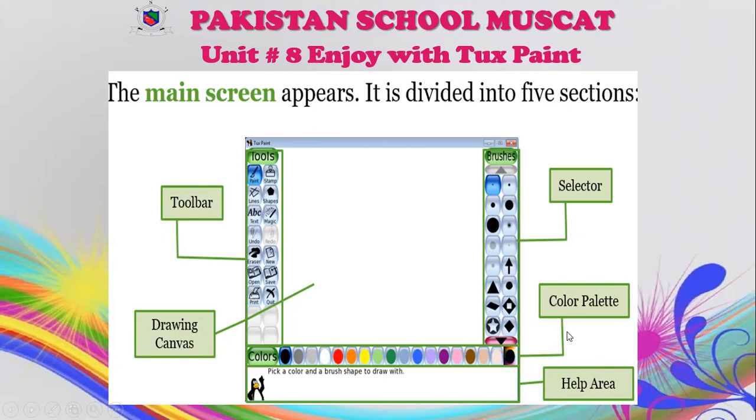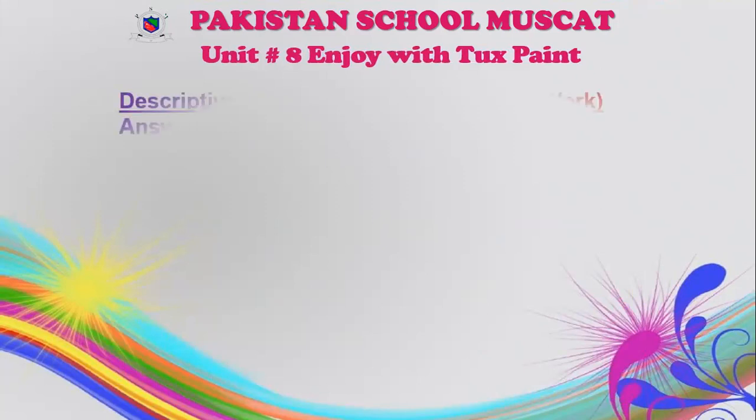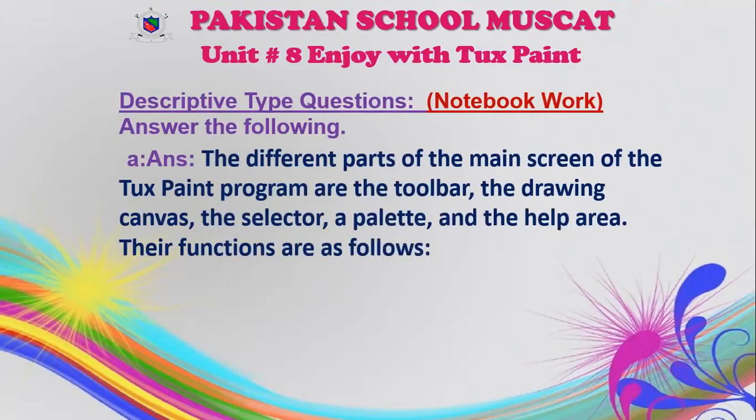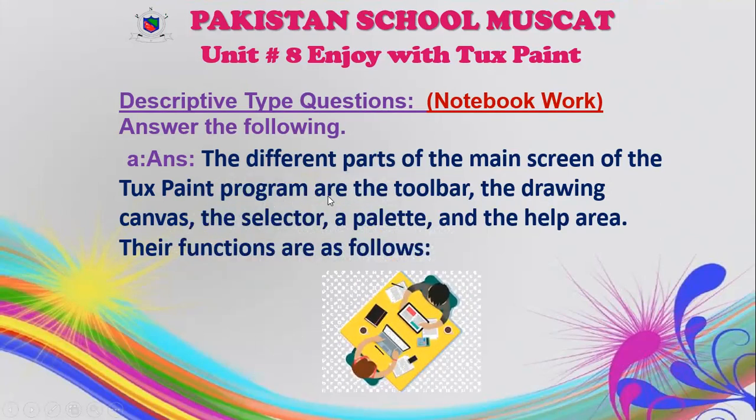with this written colors. This is the color palette. And on your left hand side where the brushes is written, this area is called the selector. Different options appear over here and you can select from here as per your requirement. So now we move on towards our answer for today's question, part A, and that is the different parts of the main screen of Tux Paint program are the toolbar, as we have discussed earlier, the drawing canvas, the selector, a palette, and the help area.